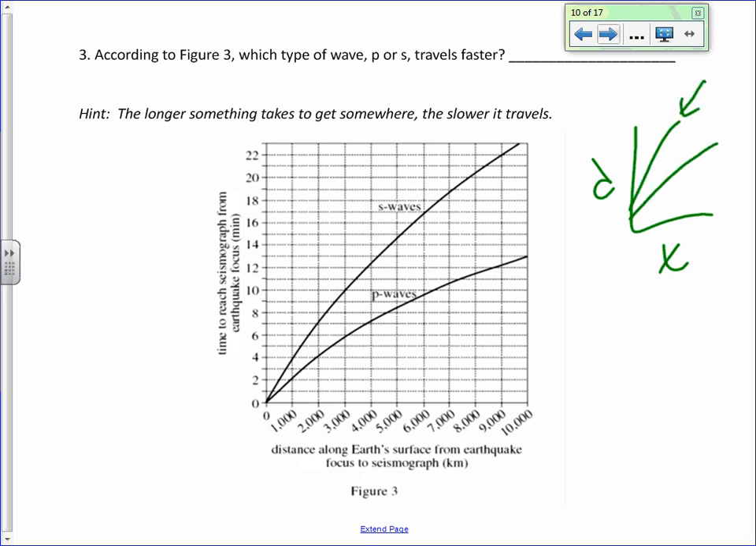But since it's inverted, it's actually the lower line in this case that's the faster one. And your explanation was perfect. It covers more distance in less time. If we look at the same distance, let's say 5,000, it takes the P waves only 8.5 minutes to go 5,000 kilometers, but it takes the S waves 15 minutes. So P waves must be faster.